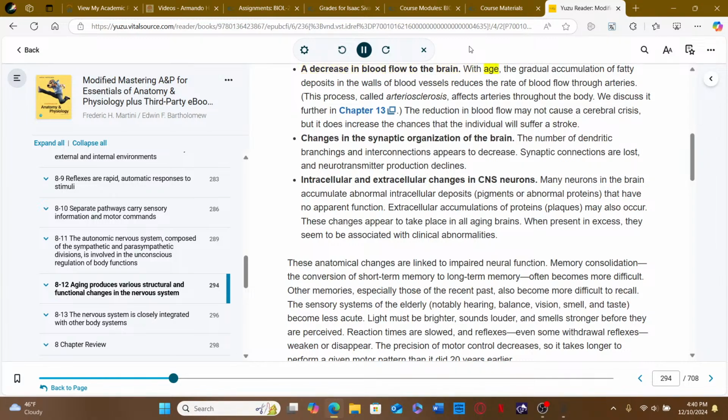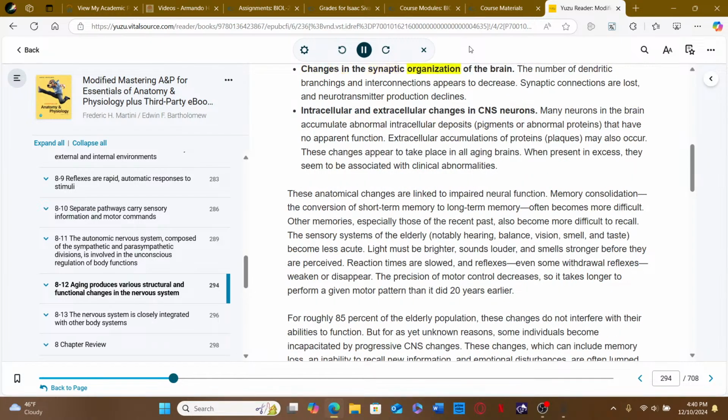A decrease in blood flow to the brain. With age, the gradual accumulation of fatty deposits in the walls of blood vessels reduces the rate of blood flow through arteries. This process, called arteriosclerosis, affects arteries throughout the body. We discuss it further in Chapter 13. The reduction in blood flow may not cause a cerebral crisis, but it does increase the chances that the individual will suffer a stroke.